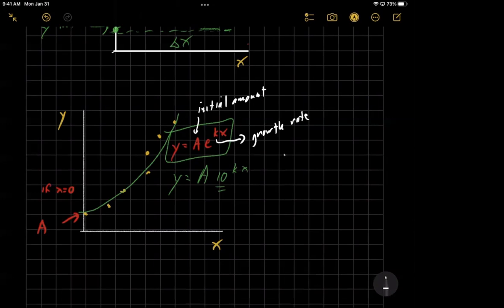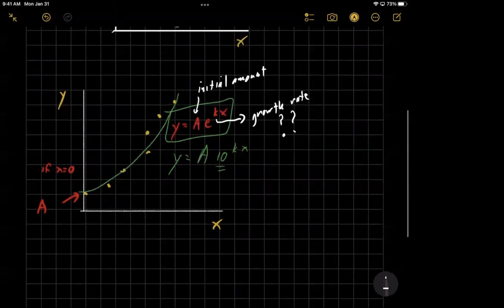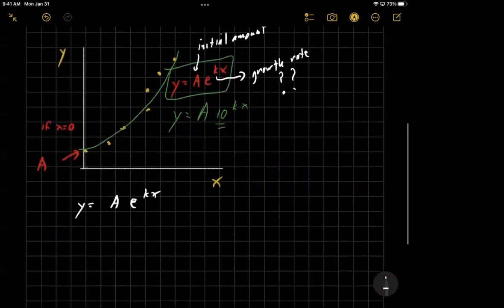Now, the problem is, from this graph, there's no way to figure out what that growth rate would be. You could make guesses until it fits reasonably well, but we want a better method than just guessing. So here's where logarithms come in. If y is equal to a e to the kx, I'm going to work with natural logs, but you could use the log of any base. We can say that the natural log of y is the natural log of a times e to the kx.